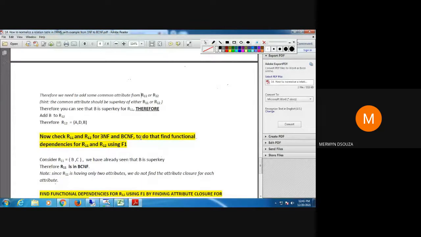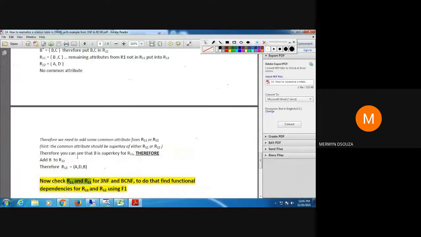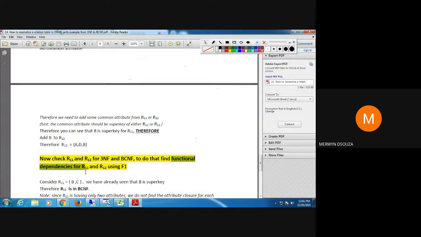Okay, so now we're going to check whether these two sub-relations that we obtained from R1 are in third normal form and BCNF. To do that, you have got new relations. Every time you get new relations, you need to find the functional dependencies for them. You have got these two new relations, or sub-relations, from R1. So the functional dependencies have to be obtained from F1.